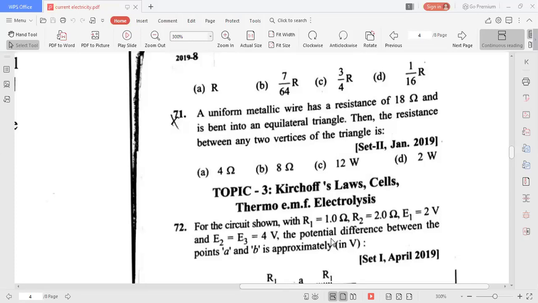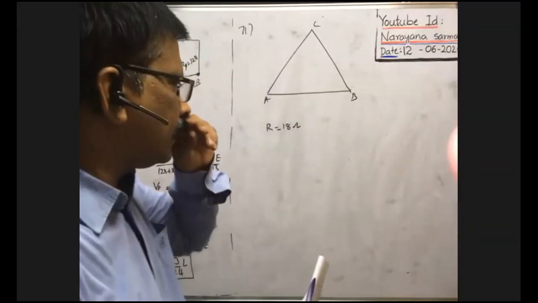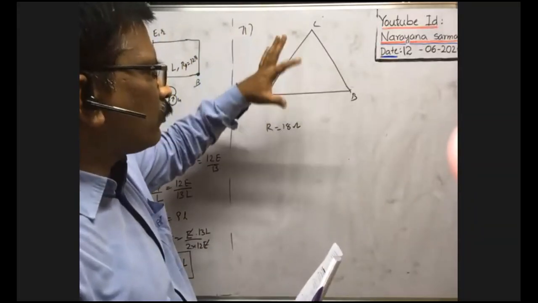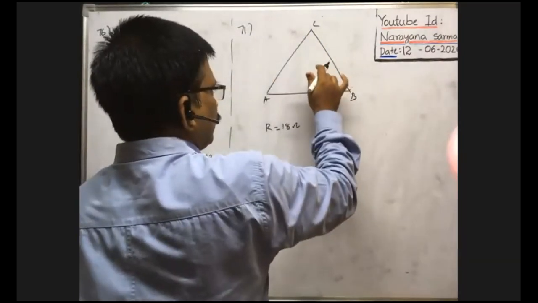A uniform wire of resistance R equal to 18 ohm is bent in the form of a triangle. Then what is the effective resistance between any two vertices of the triangle? I think it is an easy problem. The total resistance of the wire is 18 ohm, bent in the form of an equilateral triangle like this. That's why all sides are equal.